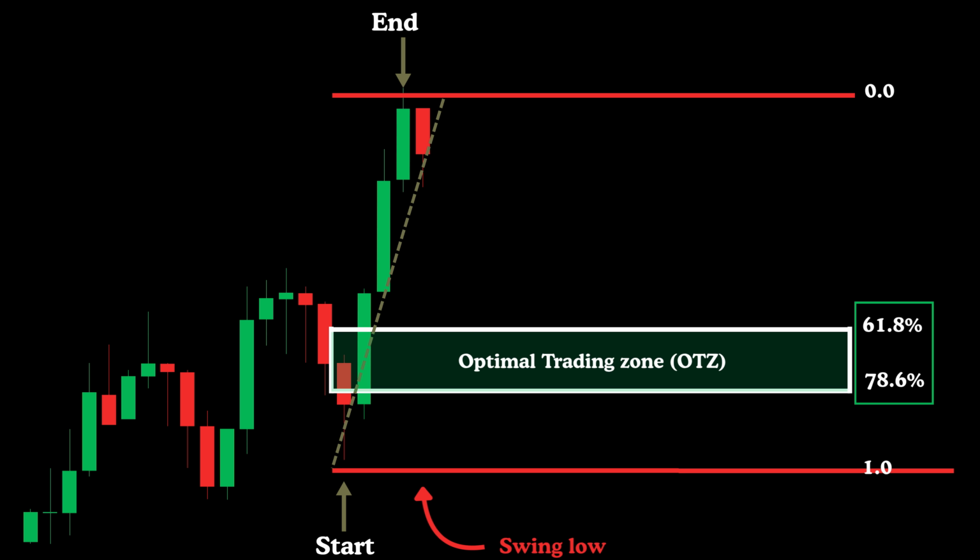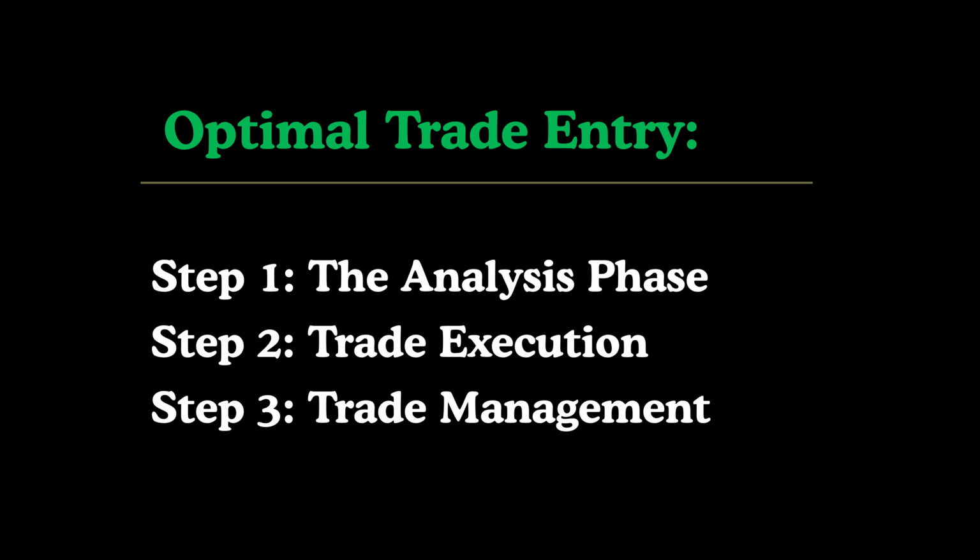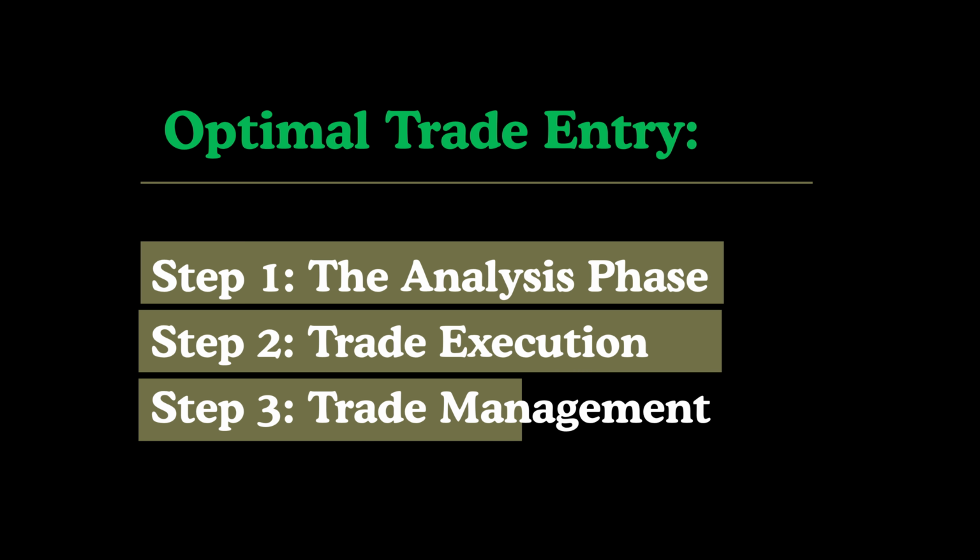After understanding all of this, if we discover an appropriate entry region inside the OTG zone, it can be a high probability move. This entry area could be any price action confirmation, which we will review later in this video. Now that we have understood optimal trading, now that the zone is identified, let me explain ICT's optimal trade entry concept. This model is divided into 3 simple steps: analysis, execution, and trade management.